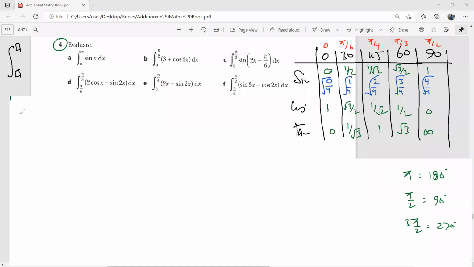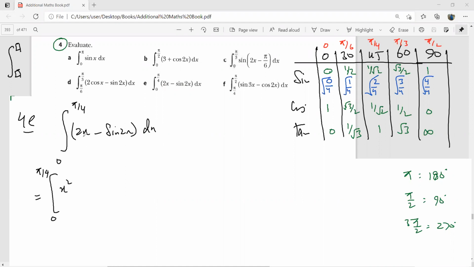The next is 4e. So this is the integral from 0 to pi by 4 of 2x minus sine 2x dx. This can be integrated within one step here. The integral of 2x is going to be x squared. Remember, 2x squared over 2, the 2's cancel, you're left with x squared. And this one is going to be cos 2x over 2.